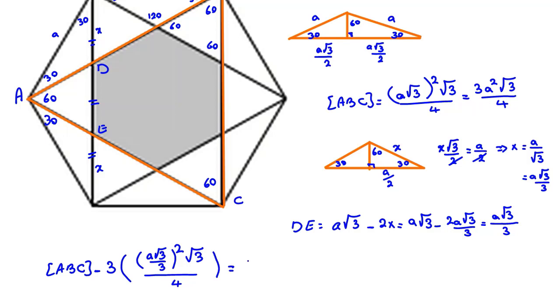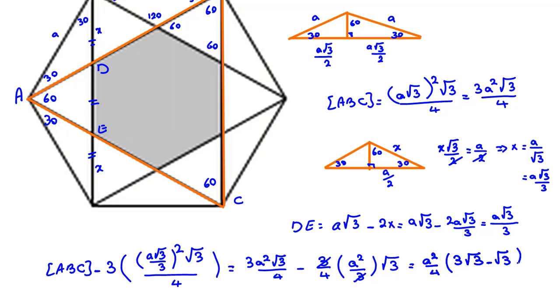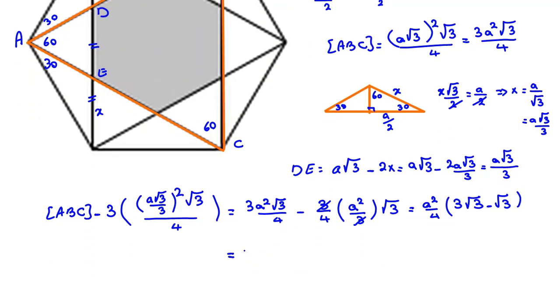So the area of ABC was what? 3A squared root 3 over 4, minus 3 over 4 times A squared over 3 times root 3. Okay, so now we can do what? We can cancel the 3 and 3. We can factor out A squared over 4. It will be 3 root 3 minus root 3, which will be 2 root 3. It will be A squared over 4 times 2 root 3. 2 and 4 will be cancelled, so it will be A squared times root 3 over 2.